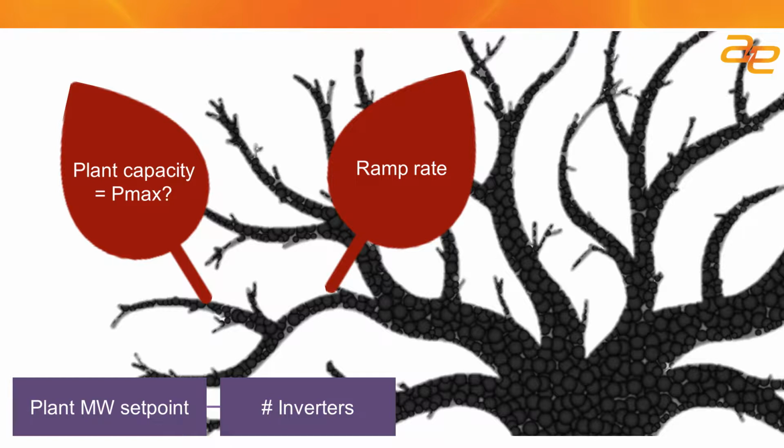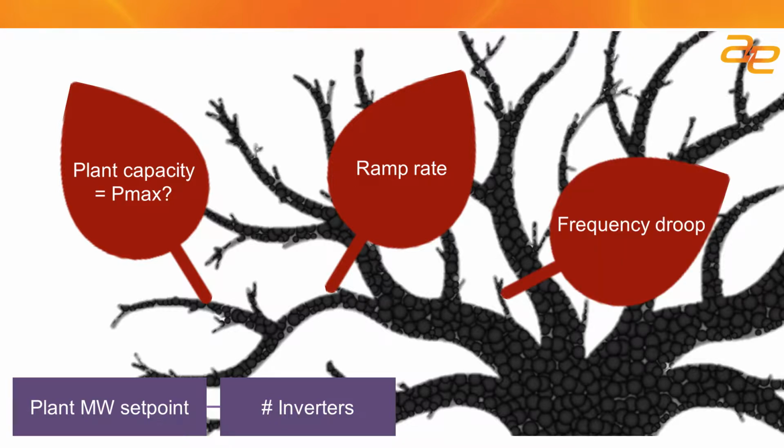So what are the ramp rate parameters? Are they spelled out in the interconnection agreement, or do you want some ability to ramp faster? The third topic here is frequency droop.